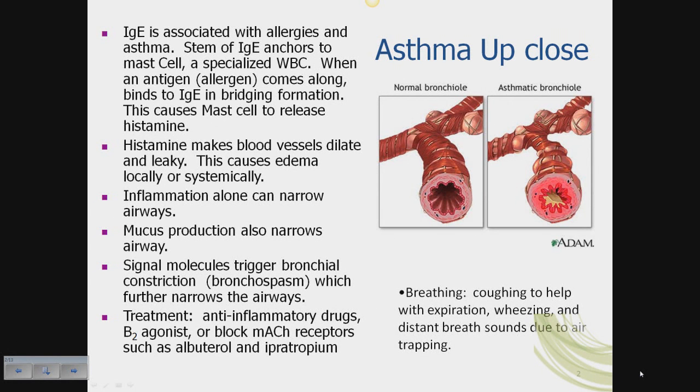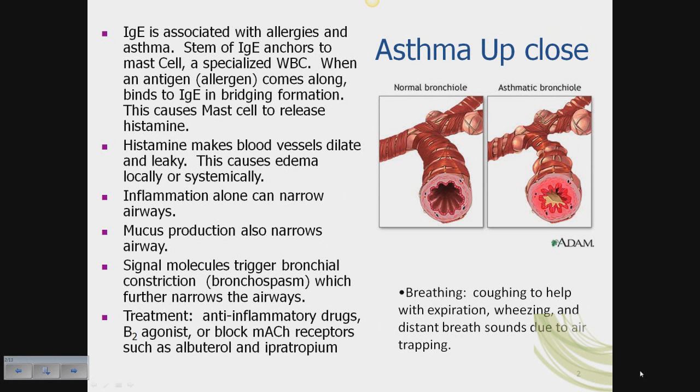Histamine makes blood vessels dilate and leaky. We know this, so we get arterial dilation, we get changes in Kf. And this causes edema locally or even systemically. Inflammation alone can narrow airways, as we're seeing in this asthmatic bronchial on the right-hand side. Mucus production also narrows the air passageways. So these signal molecules trigger bronchial constriction as well, known as bronchial spasm, and you see that in the picture to the right with the bands of smooth muscle going around the air passageways, squeezing. Now that's going to further exacerbate things and narrow the air passageways even more.